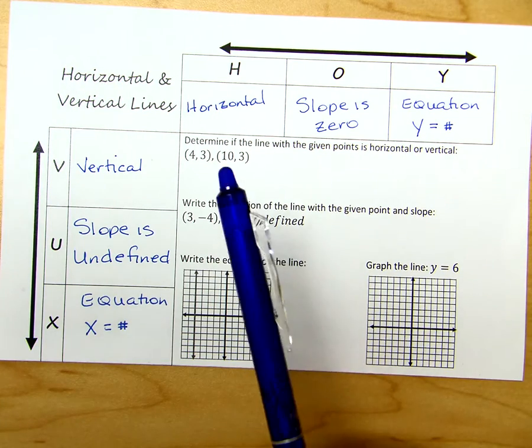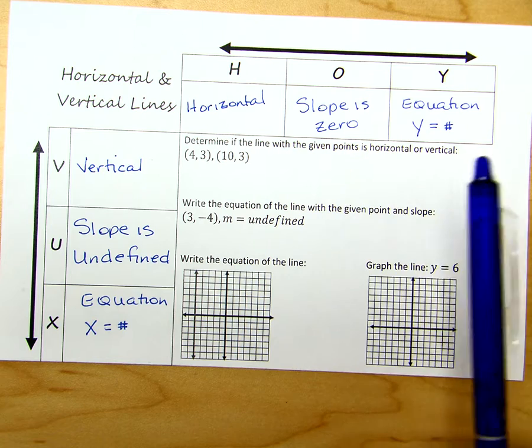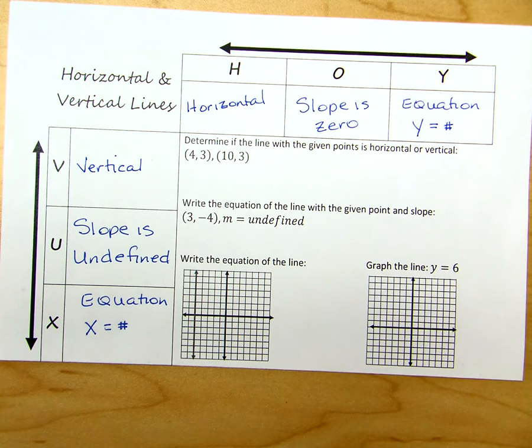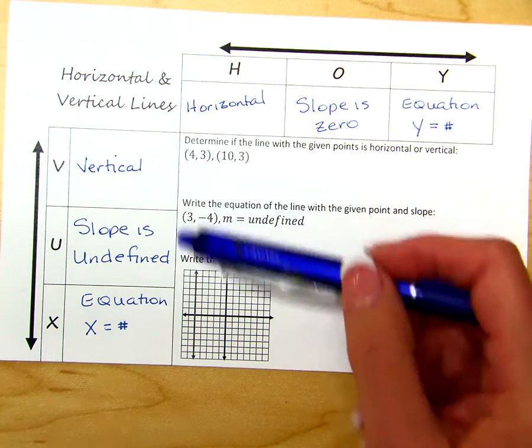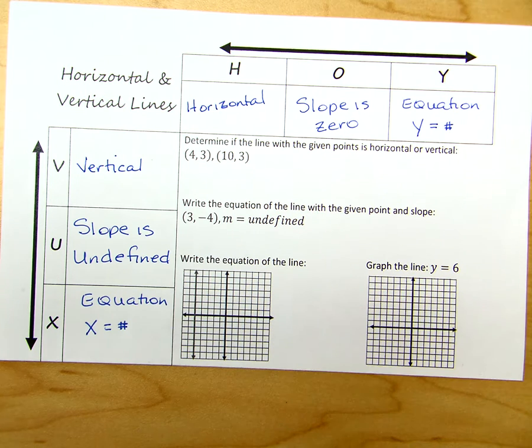So again, horizontal lines always have a slope that is 0. Their equation is always y equals some number. Vertical lines always have an undefined slope, and their equation is always of the form x equals. So then we need to write some equations here.